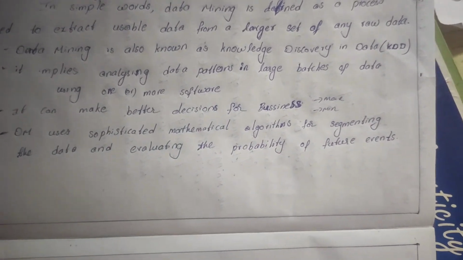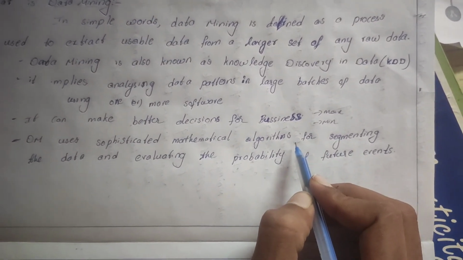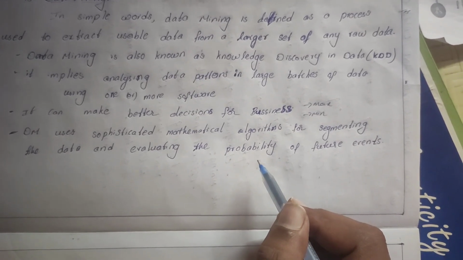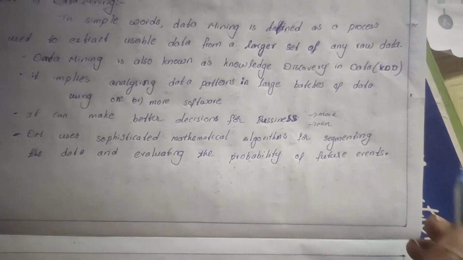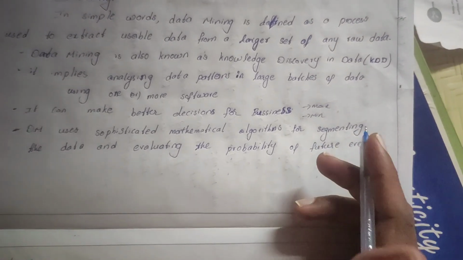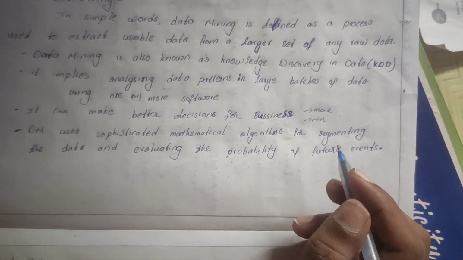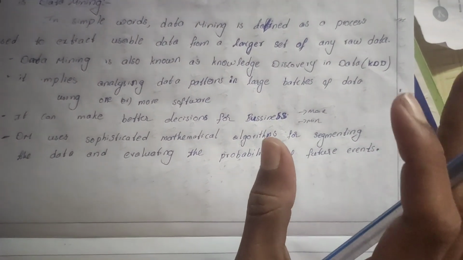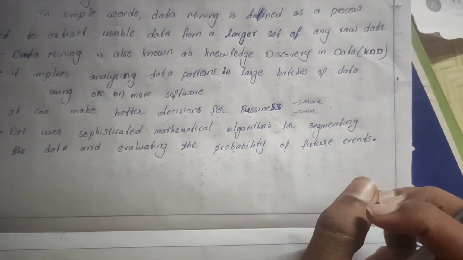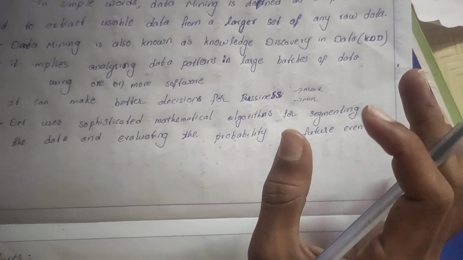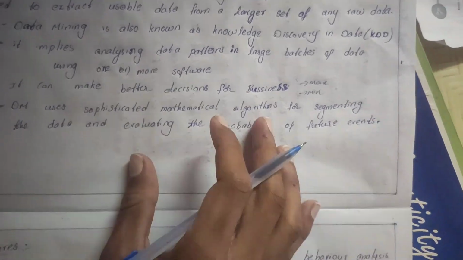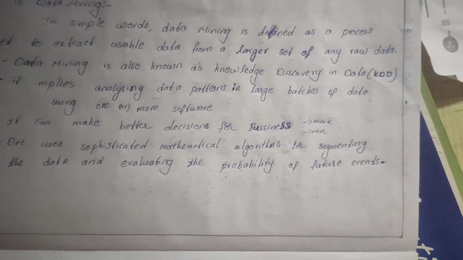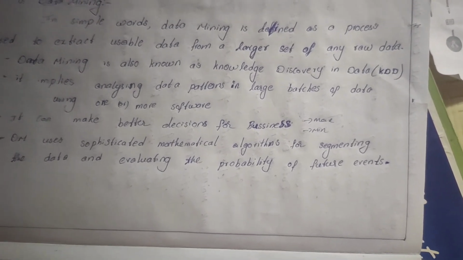We use sophisticated mathematical algorithms for segmenting the data and evaluating the probability of future events. Segmenting means dividing the data and combining the similar data. That is segmenting the data and evaluating the probability of future events, and we can find the probability for any future events.